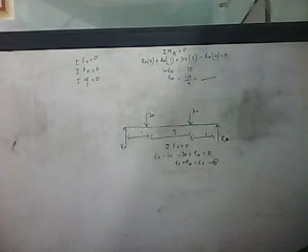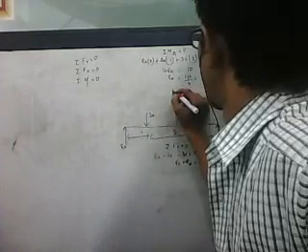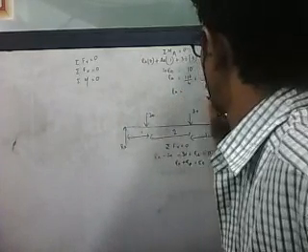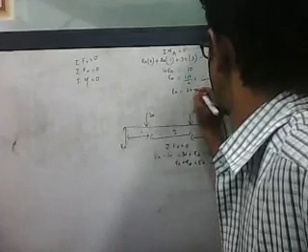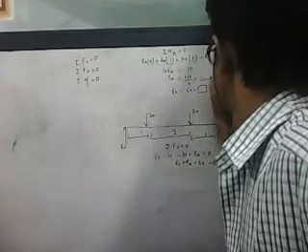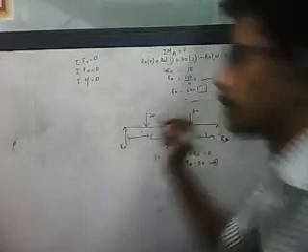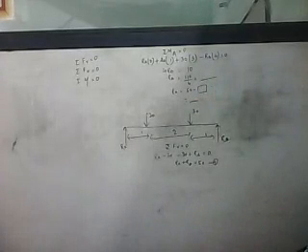Clear? Right now Ra equal to 50 minus whatever the value is. Clear? Any doubt?